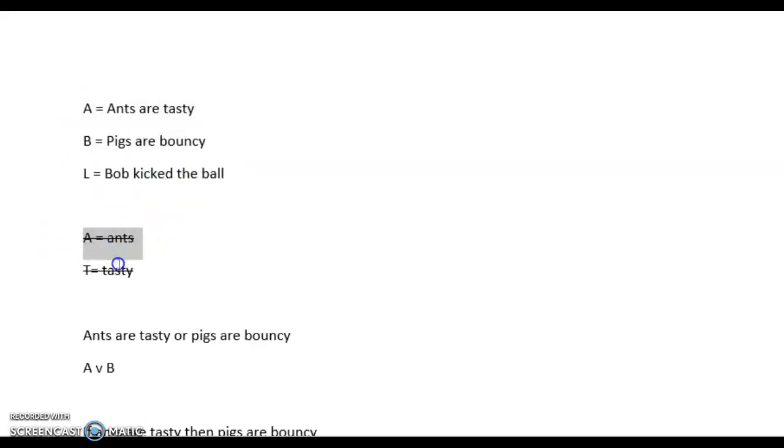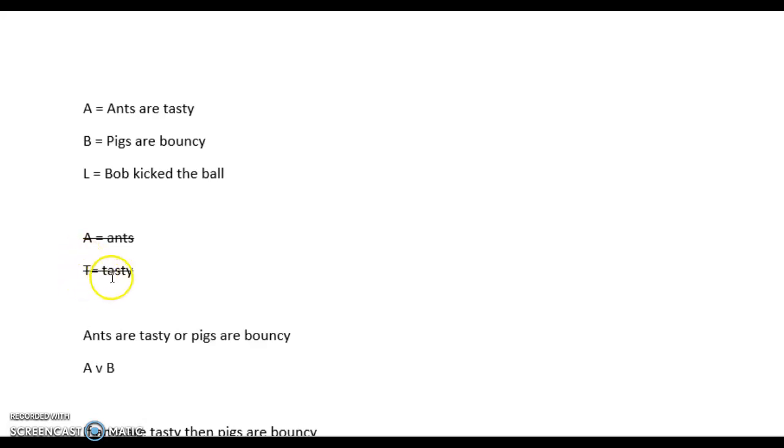Sometimes I see students doing this thing here where they say A equals ants and T equals tasty to symbolize the first sentence. But this is not how you symbolize in logic because every symbol has to stand for something that can be true or false. And ants cannot be true or false, right? Ants are things that might or might not exist, but a statement, if you just say ants, it doesn't count as a statement because you're not saying anything about ants that could be true or false, right?